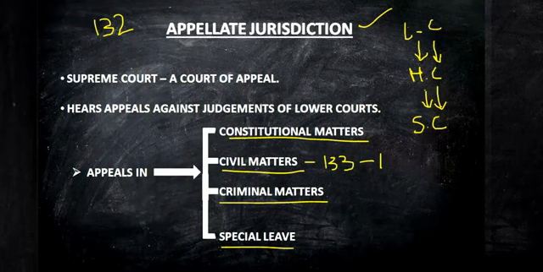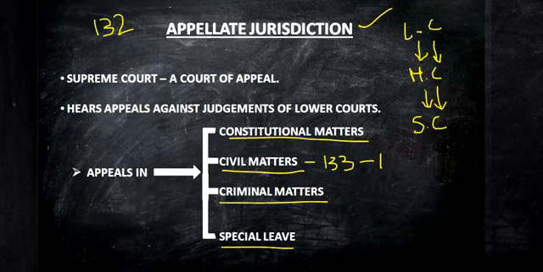So under civil matters, what is the procedure? An aggrieved person can move from the lower court to the High Court, and if the High Court certifies that the case involves a substantial question of law and it can be appealed in the Supreme Court, then only that particular case will be appealed in the Supreme Court and the Supreme Court will hear the case. Otherwise, nothing of that sort will happen. Is it clear? Now, let's move on to the next important case, that is the criminal case.